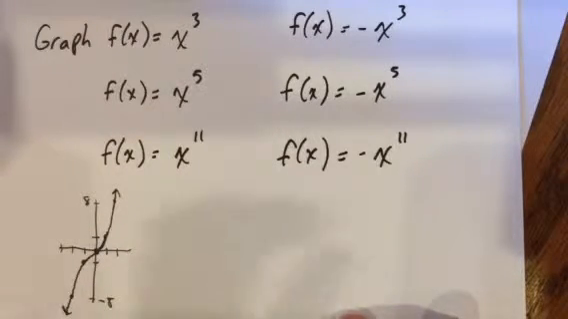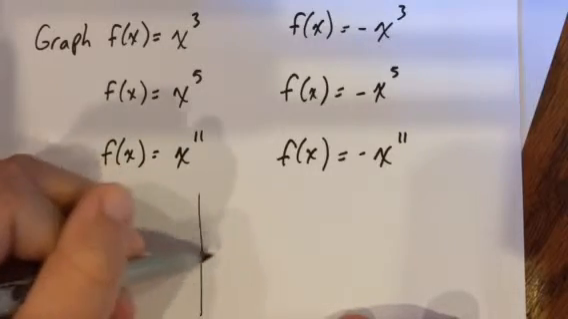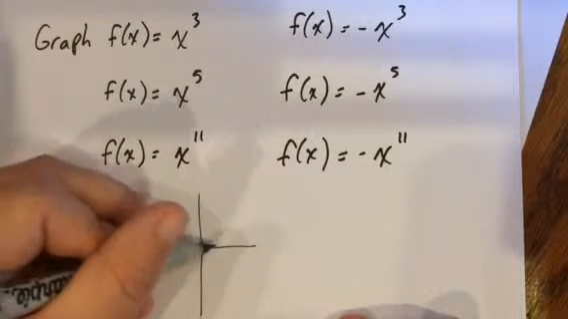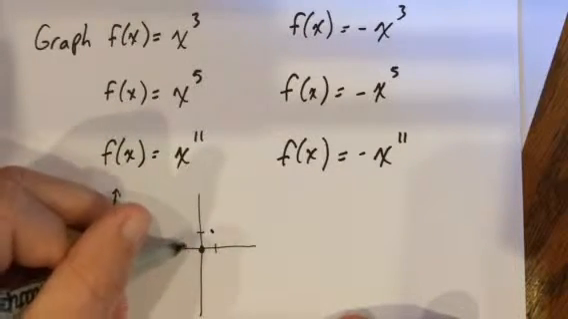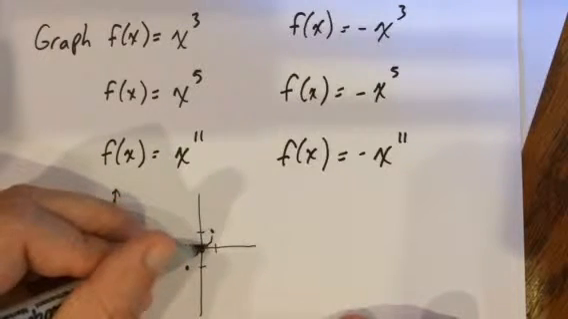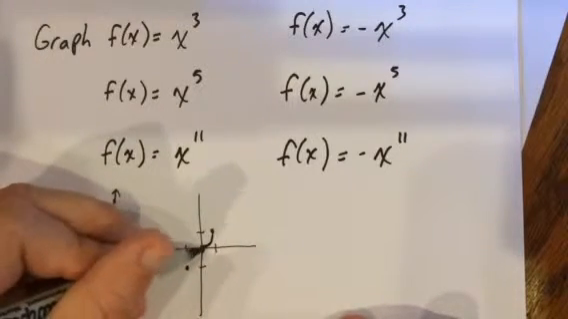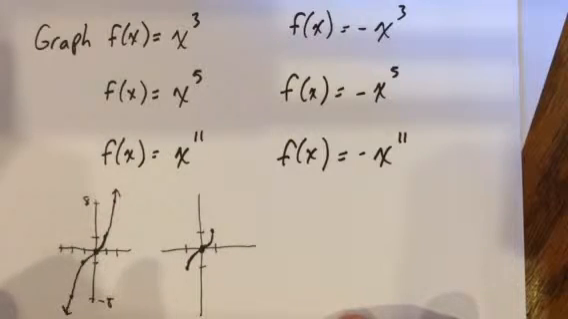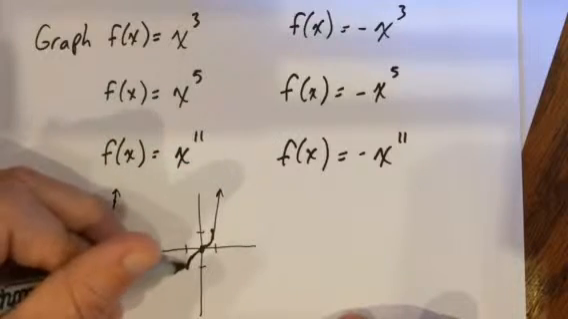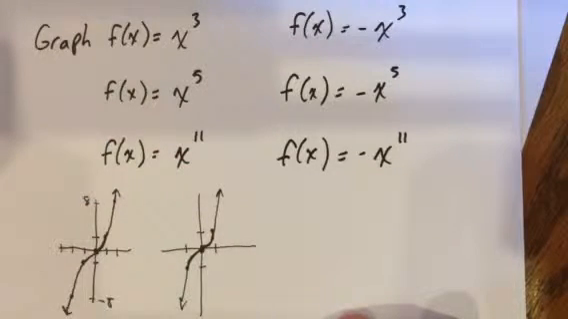If I do x to the fifth, it's going to follow the pattern that we had with the even exponents. I'd still have the 0, 0, the 1, 1, and the negative 1, negative 1. But as it got closer to 0, 1/2 to the fifth is a lot closer to 0 than 1/2 to the third, so it just flattened out a little bit. Then it would increase a lot faster and decrease a lot faster, but it still looked generally the same. So all of my odd exponents have this shape.